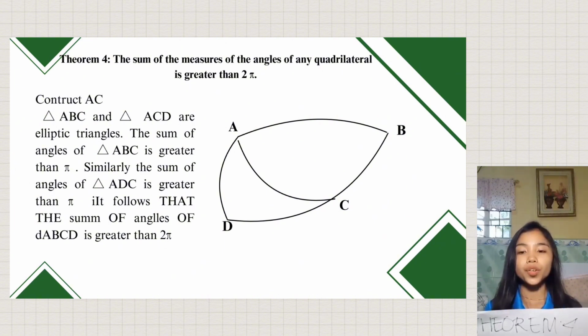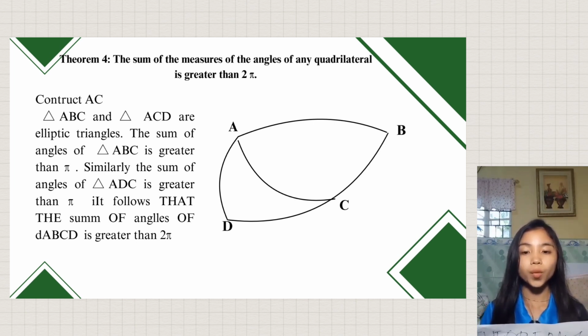In our theorem 4, it's similar to theorem 3, but the difference between them is that theorem 3 is any triangle that is greater than pi, or 180 degrees. While in theorem 4, the sum of the measures of the angles of any quadrilateral, since theorem 3 is any triangle, here is any quadrilateral that is greater than 2 pi, or 360 degrees, is what we call theorem 4.